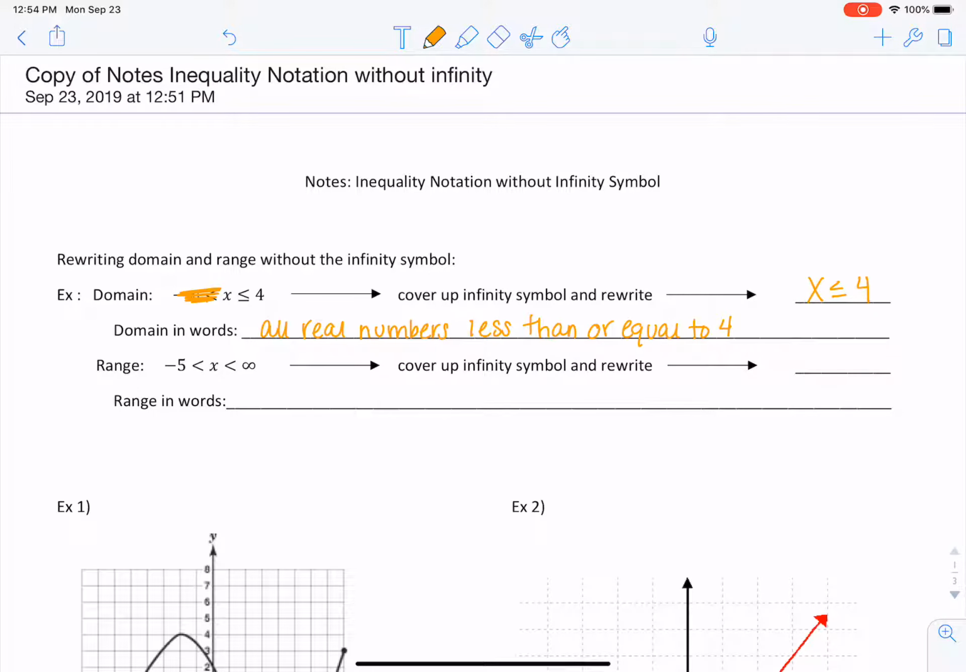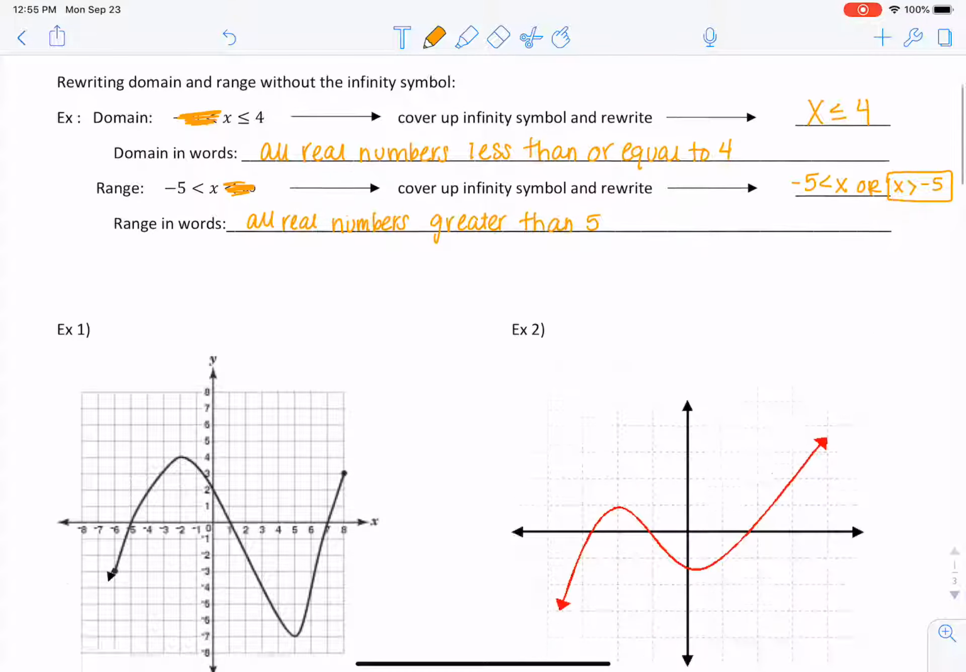Now the other one, if it's the other direction, you can take this infinity sign, cover it up, and you can say that negative 5 is less than x. But normally we write the variable first and the number second. So if I flip those around, I also have to flip the inequality sign, and it turns into that. So you could say that negative 5 is less than all of your x's, or all of your x's are greater than negative 5. And those say the same thing. So we're going to say we have all real numbers greater than negative 5.